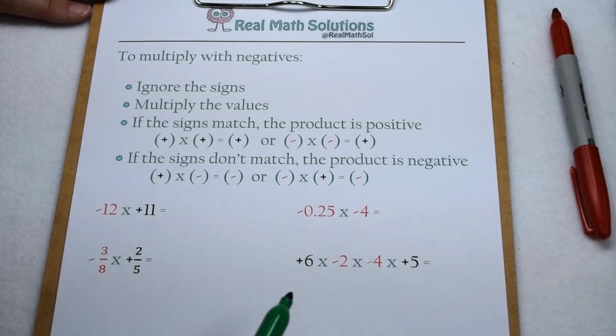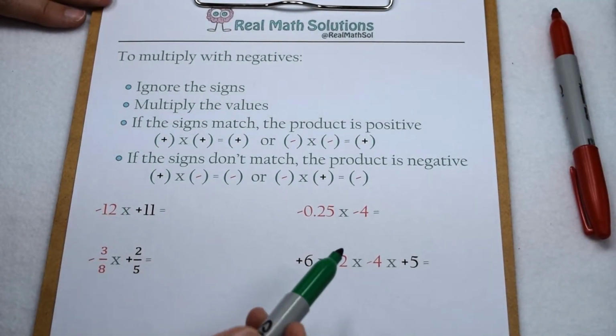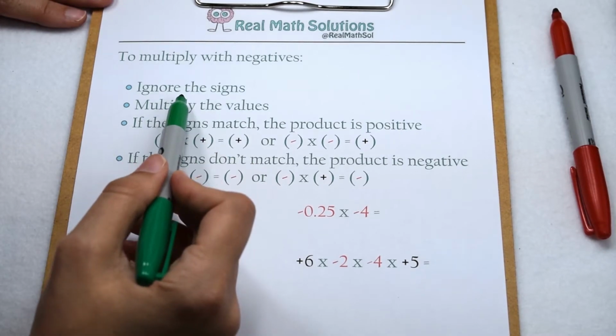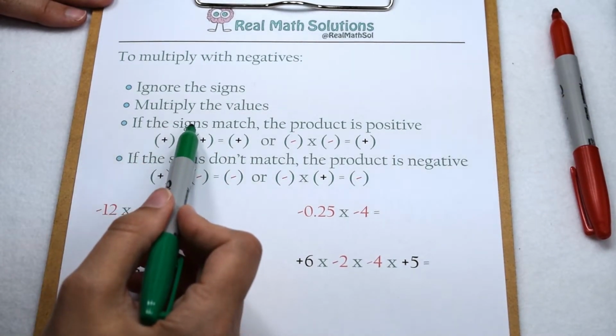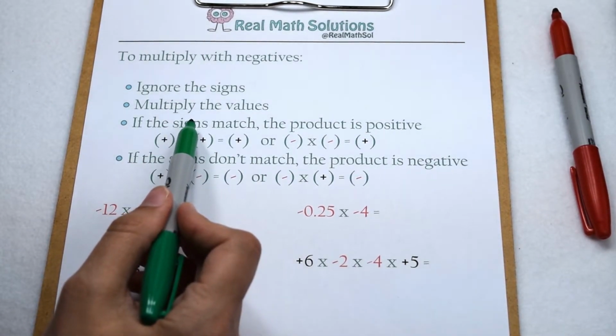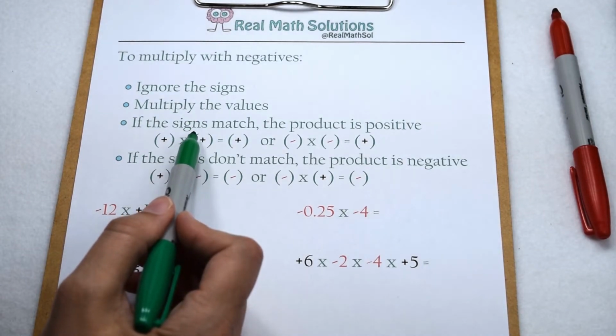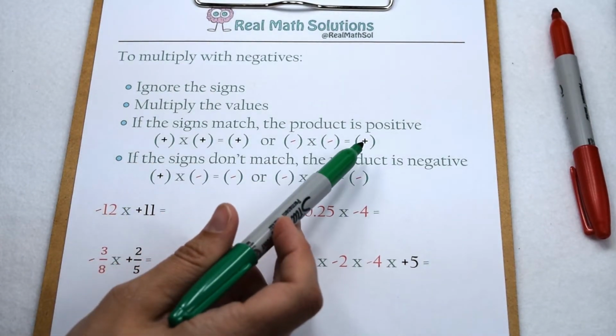Let's put our patterns that we found for multiplying with negatives into an algorithm. When we multiply with negatives, first off, we need to ignore the signs. We can then multiply our values together like normal. To decide if our product is positive or negative, we need to look at our signs. If our signs match, we're going to have a positive product.